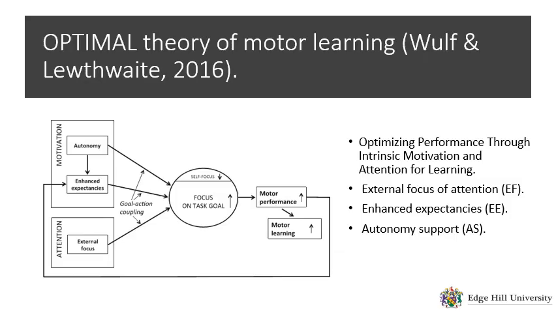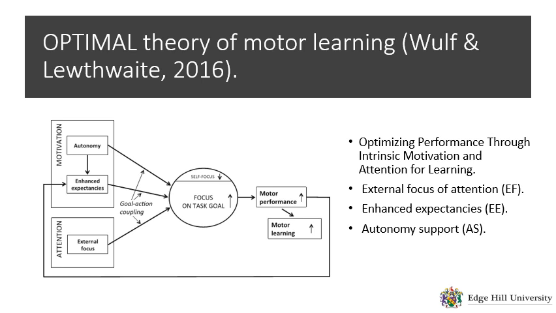Okay, so just to introduce the optimal theory of motor learning, OPTIMAL as an acronym stands for optimising performance through intrinsic motivation and attention for learning. It accounts for the social, cognitive, affective, and motor nature of motor learning and contends that there are two motivational and one attentional factors that, when combined, optimise goal-action coupling to improve motor performance and motor learning.